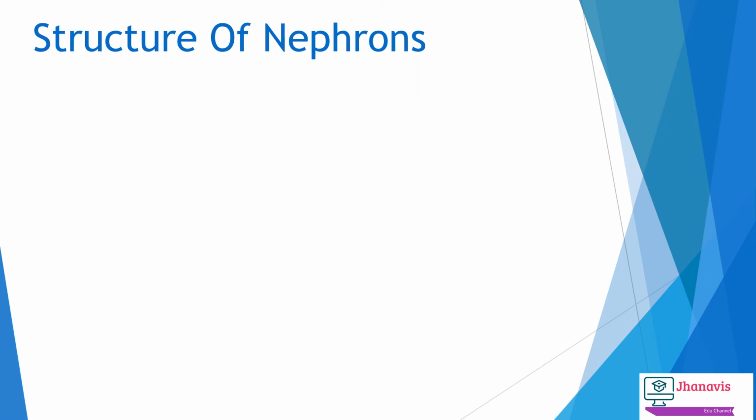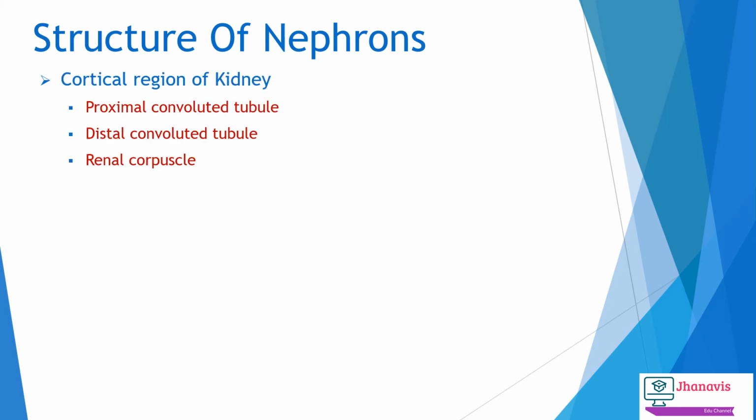When we talk about the structure of the nephrons, you have to remember there are two types of nephrons: cortical nephrons and juxtamedullary nephrons. When I said there is a kidney, I also mentioned there are two regions in the kidney: the cortical region and the medullary region. The cortical region mainly consists of the proximal convoluted tubule, distal convoluted tubule, and the renal corpuscle, whereas the medullary region has only the Henle's loop.